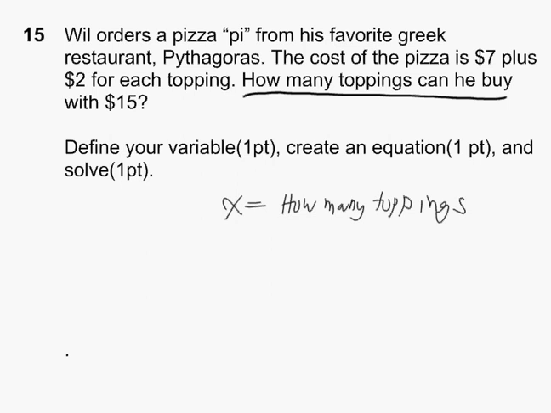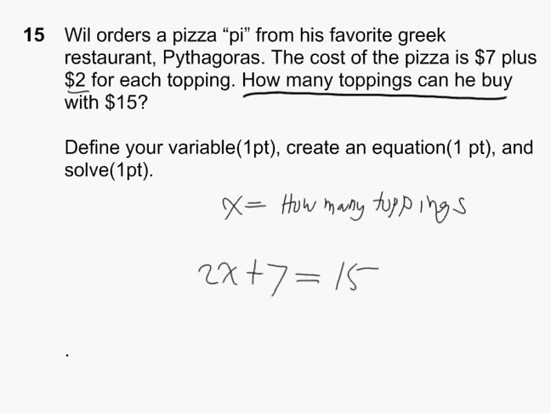So then I'm going to say, okay, each topping costs $2, so I'm going to multiply the number of toppings by 2. I don't need the dollar sign because we're doing algebra, so I'll just keep it as 2. If I multiply how many toppings I buy by $2, that would tell me the cost of my toppings. But the pizza itself has to be $7, so I'm going to add 7 to it. And the total, or what it has to be equal to, is $15.